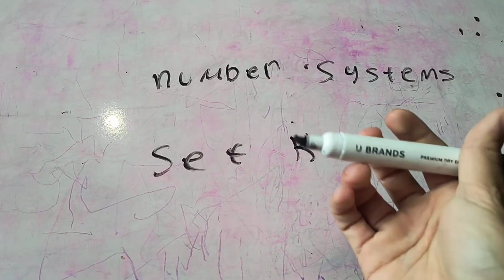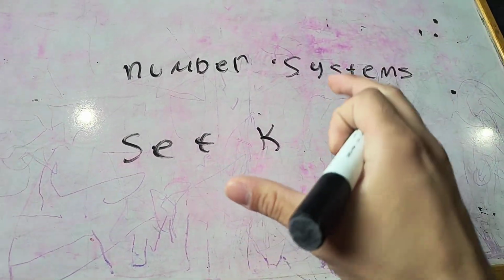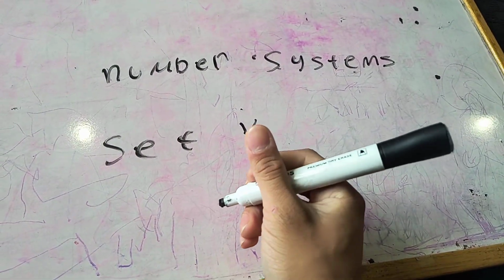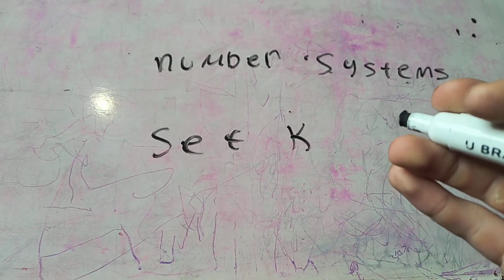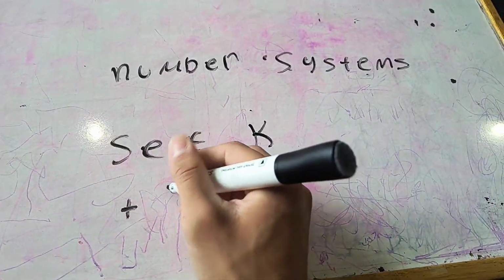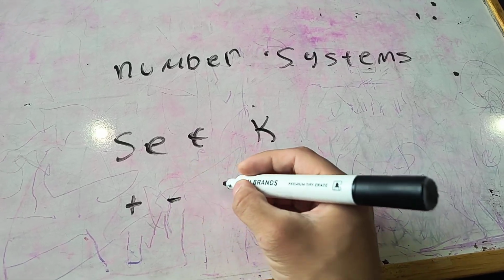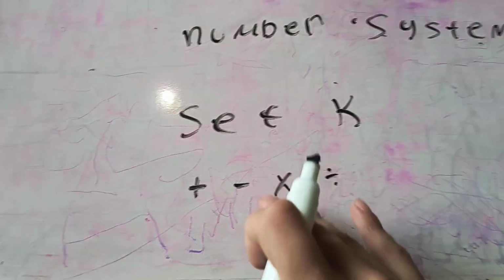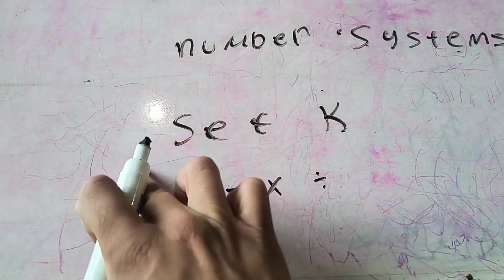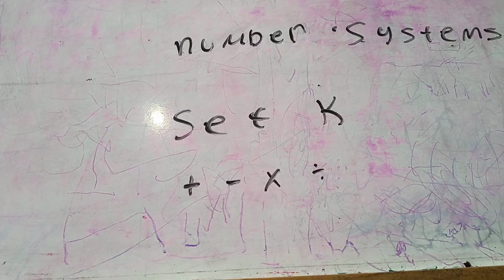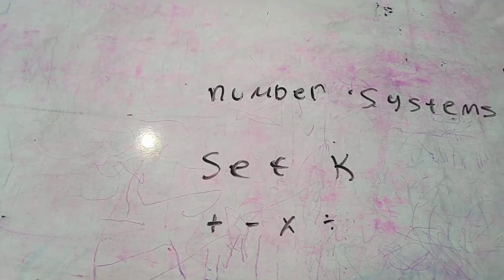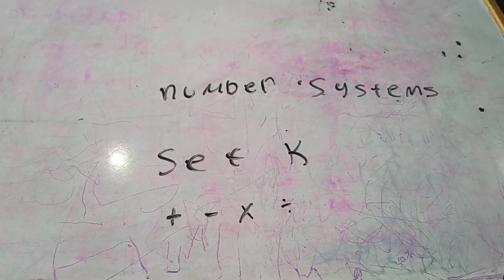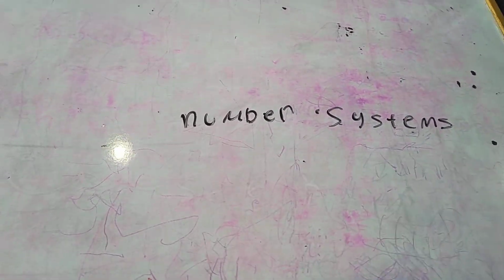So a number system is a set K that has objects which are numbers, such that whenever you apply the four arithmetic operations, like addition, subtraction, multiplication, division, you get another number that is in K. Or to be more precise, a number field is any set K with numbers that have to follow certain rules.